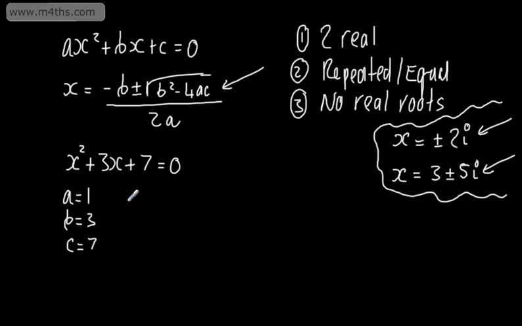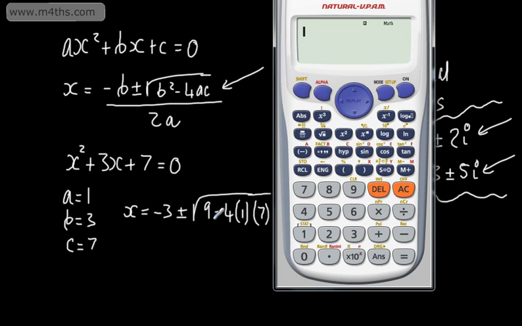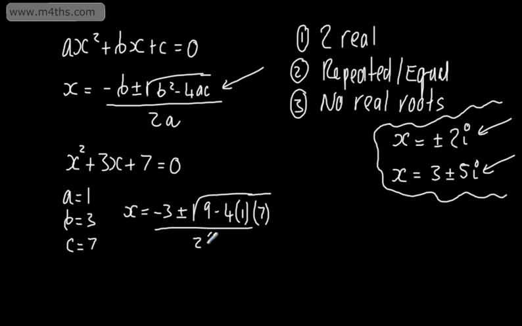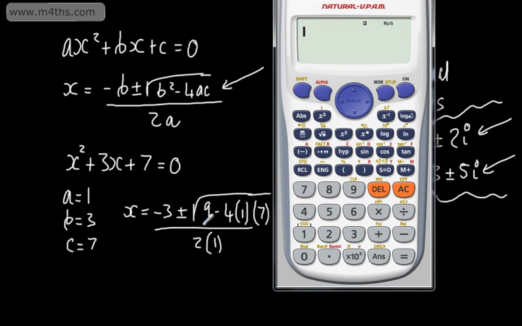If I substitute this in here, x will be equal to negative 3 plus or minus the square root of 3 squared, which is 9, minus 4 multiplied by 1 multiplied by 7. So we're going to have 9 minus 28, all over 2a, just for completeness. If we put this into the calculator, we would come up with a math error. And you might ask, well, why did that happen? The answer is we're trying to take the square root of a negative number.